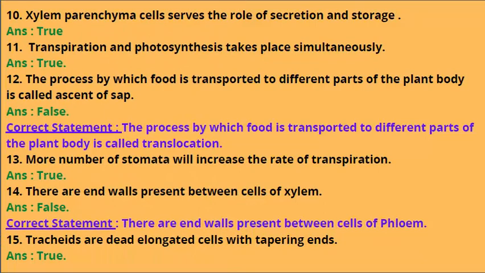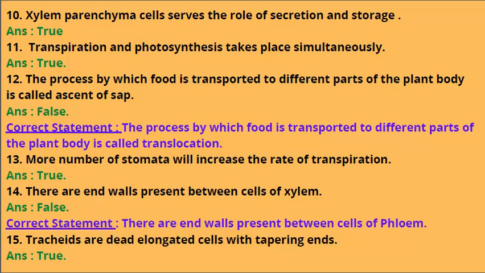Next, number 10, xylem parenchyma cell serves the role of secretion and storage. Answer is true. Number 11, transpiration and photosynthesis takes place simultaneously. It is true. During the daytime, when photosynthesis occurs, at that time only transpiration also takes place. So we can say that both of the processes are happening simultaneously.